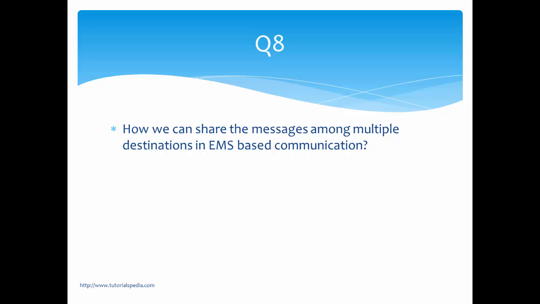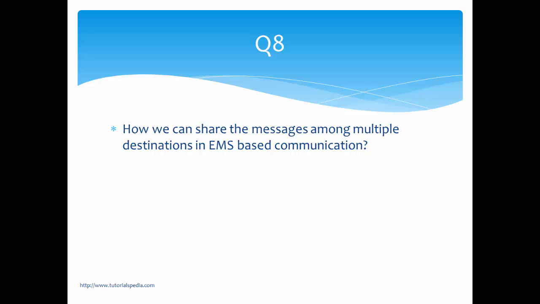Okay, so moving on to the next question, question number 8, how we can share the messages among multiple destinations in EMS based communication. Whenever I say destination, it means a queue or a topic, because collectively the name destination is used. This question can be rephrased in different ways by the interviewer. For example, a client is sending a message to Queue A, but the same message is to be utilized and should be sent to another queue and another topic, let's suppose Queue B and Topic A. So how you can achieve that?